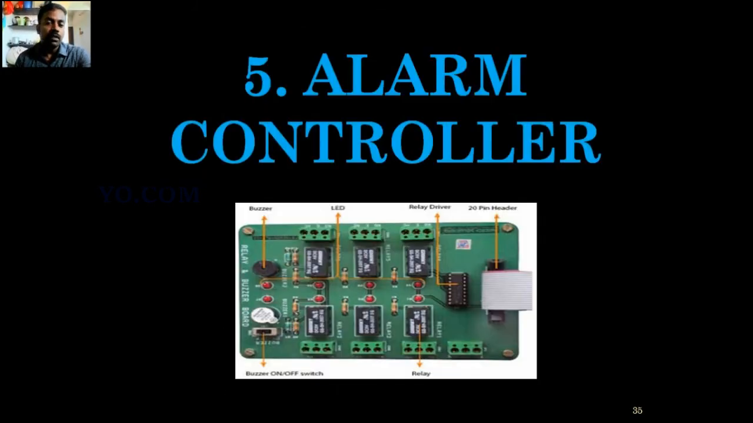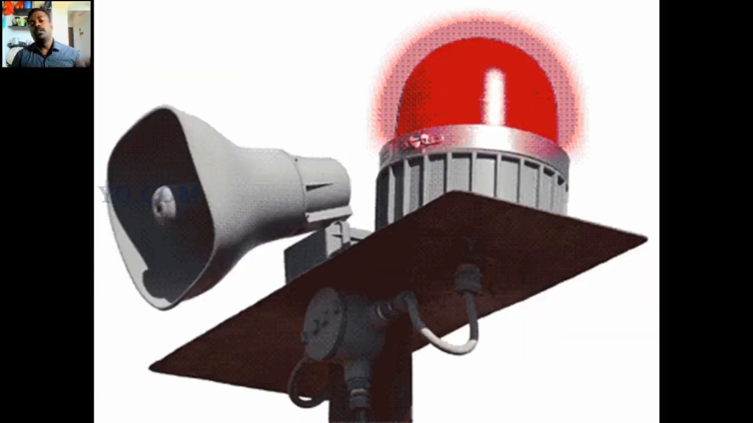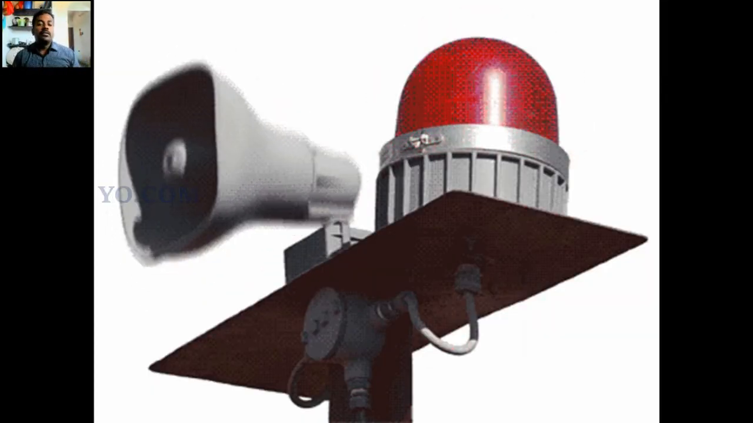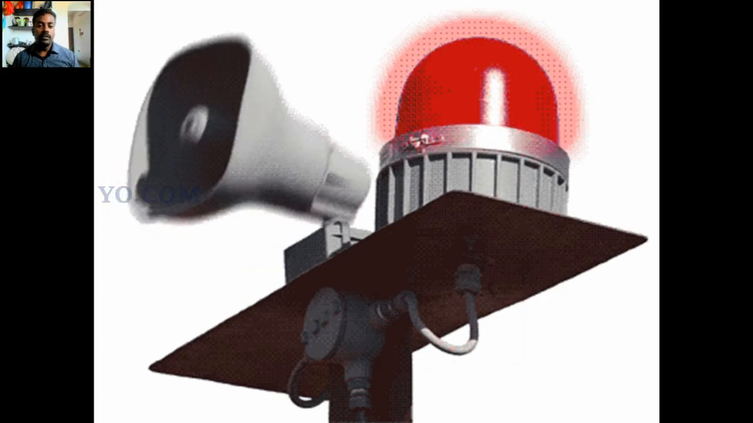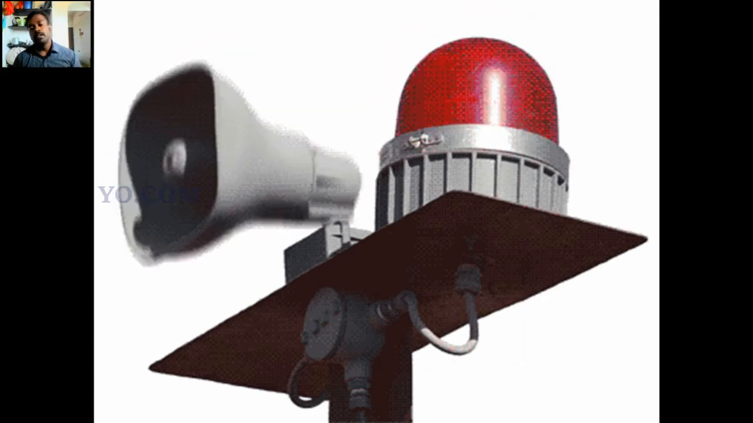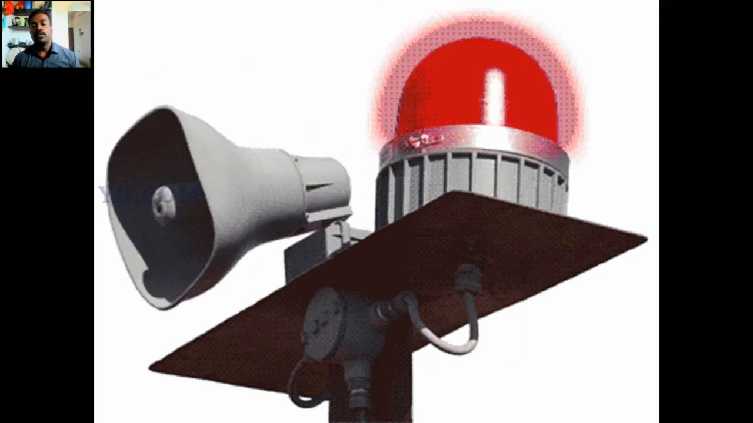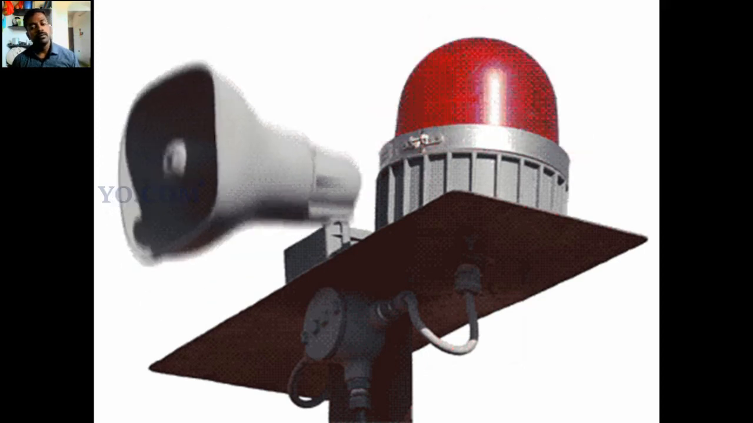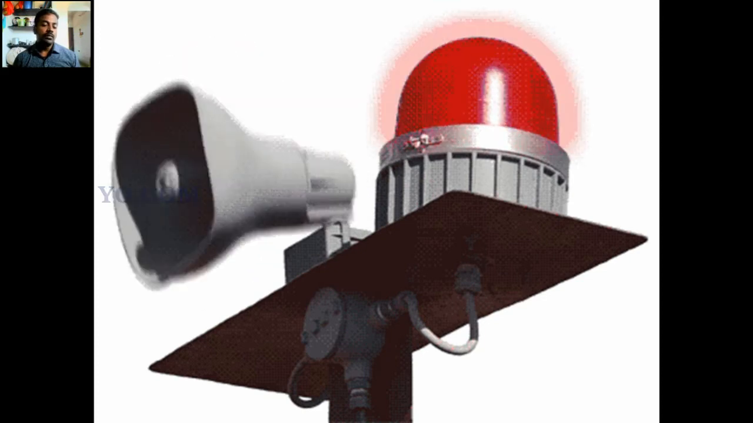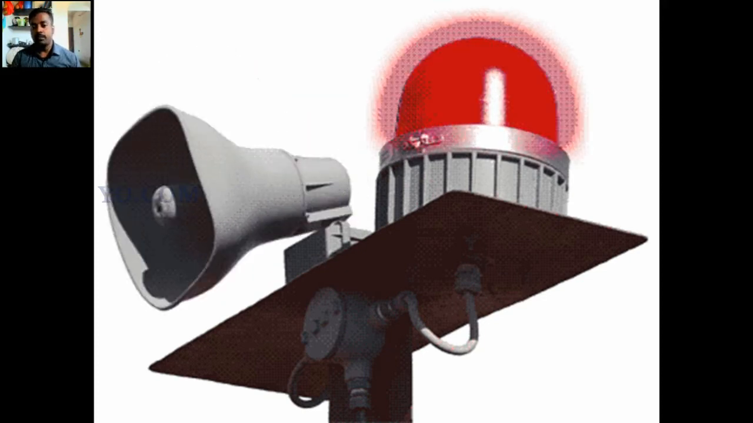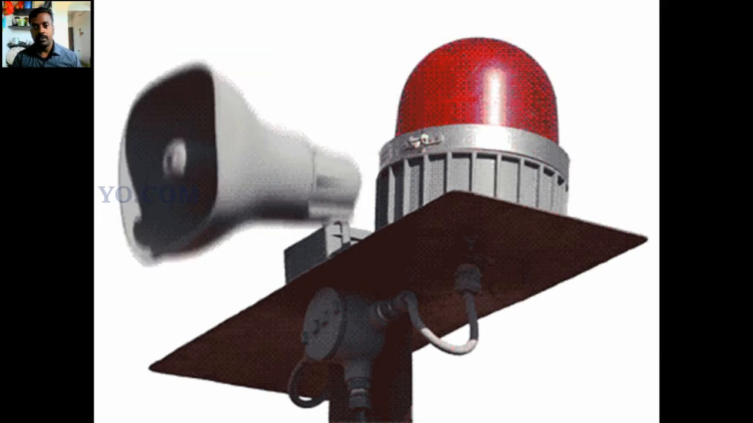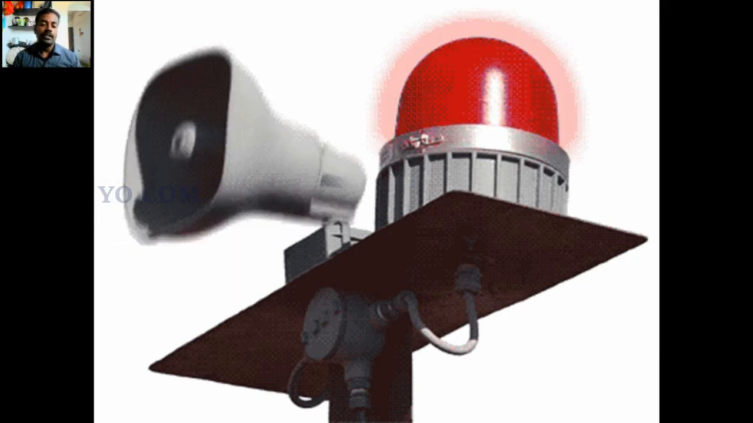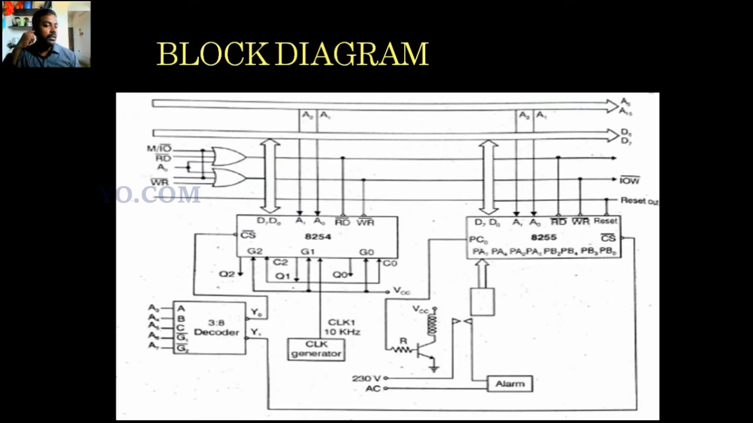And the last one is the alarm controller. So what is an alarm controller? In our daily life we see different alarms. In an ambulance we use a siren, that is the sound of the alarm. In a bank we use an alarm to call the customer. So the alarm controller is used to indicate something that is an emergency or dangerous, or urgent like that. Here the block diagram of the alarm controller is shown on the screen.